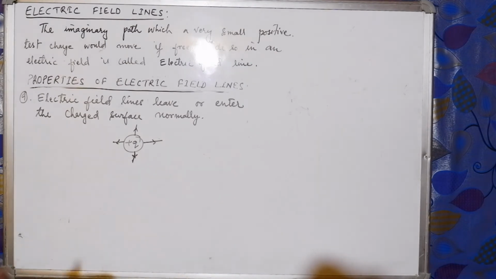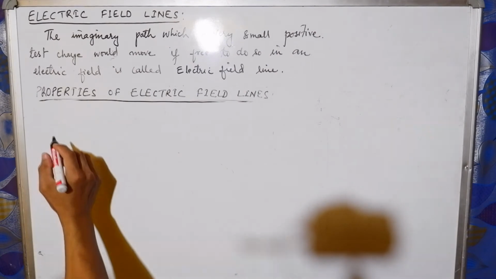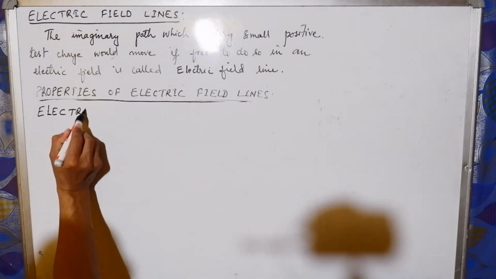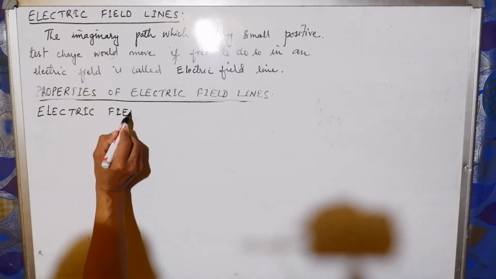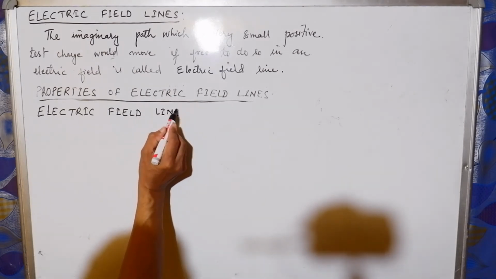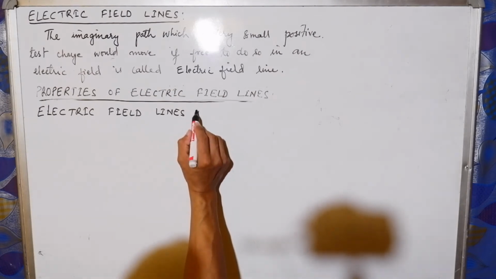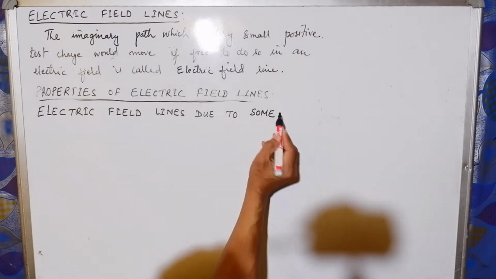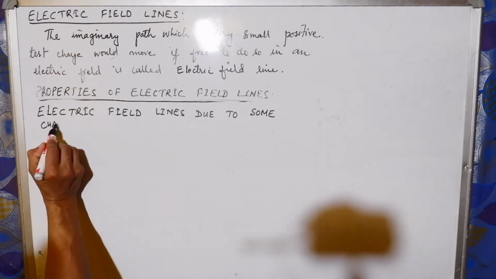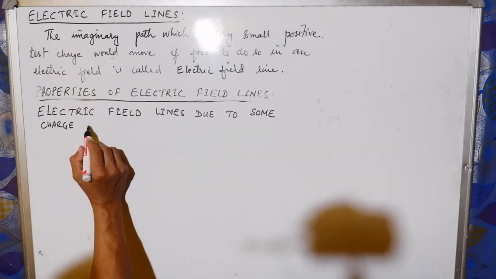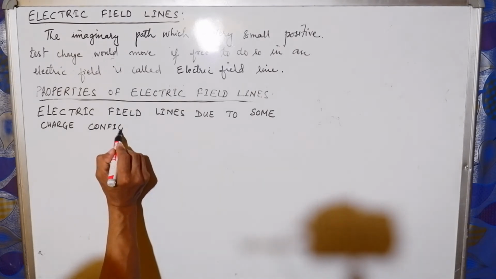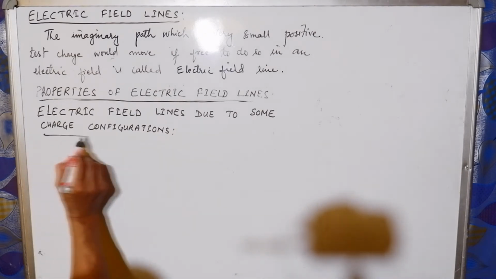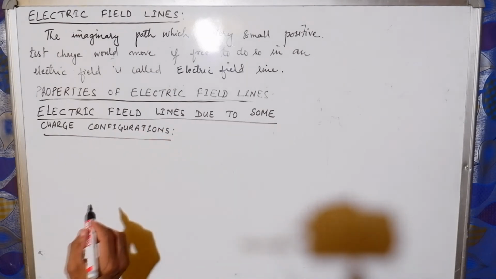We will go to the next topic. Now we will do electric field lines due to some charge configuration. So we will see electric field lines due to some charge configurations.